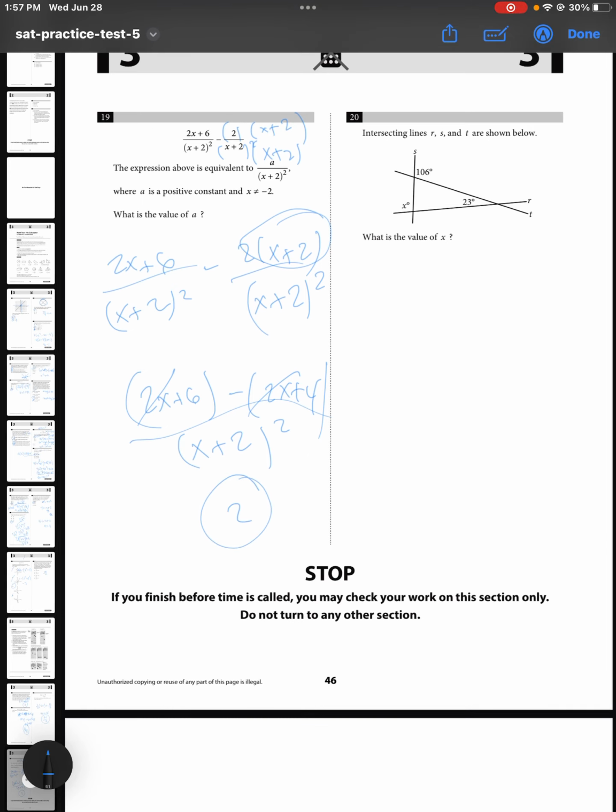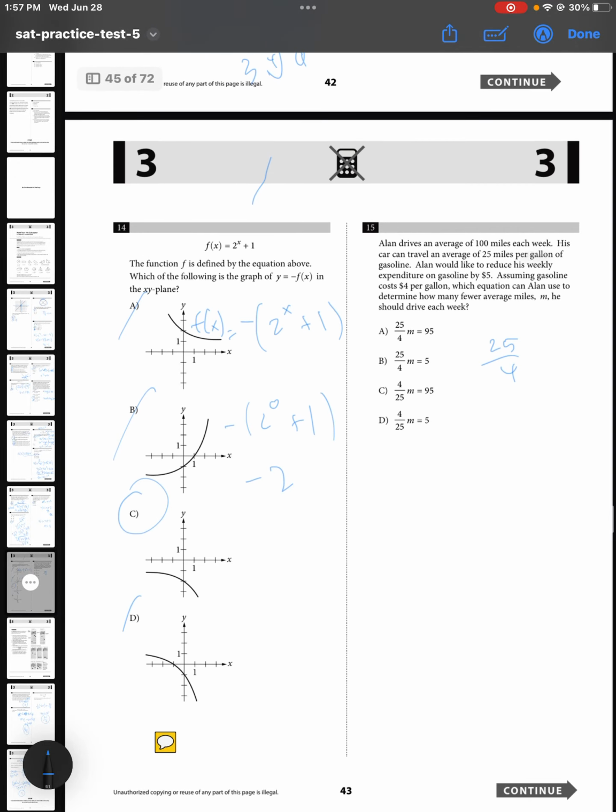Okay, intersecting lines R, S, and T are shown below. What is the value of x? This is 106. These are supplementary angles, so this is 74. 74 plus 23 equals 97. So these add to 97. So this is 83 and this is 97, because they all have to add up to 180. And these also have to add up to 180. So whatever these are equals this, 97. Okay.